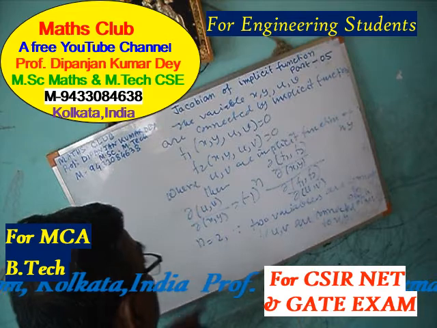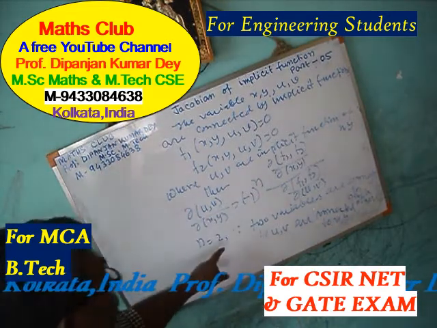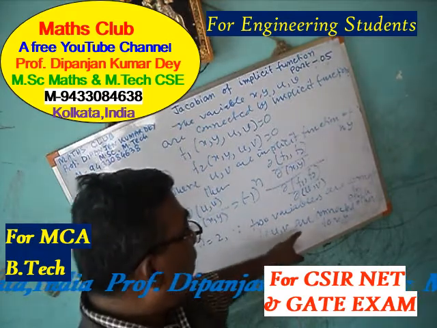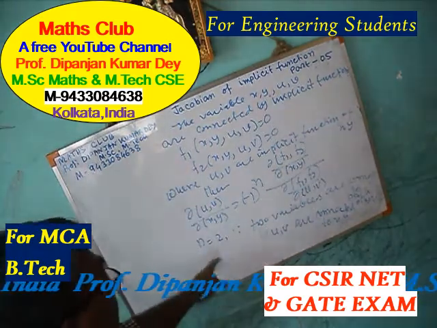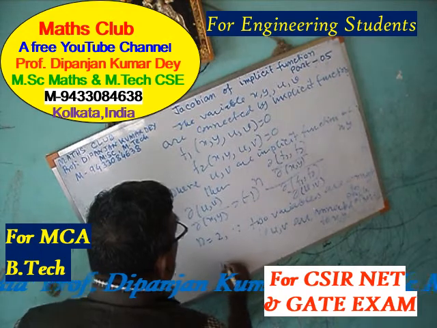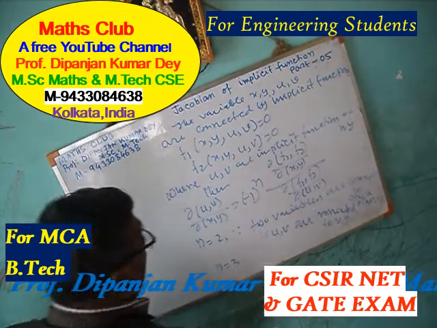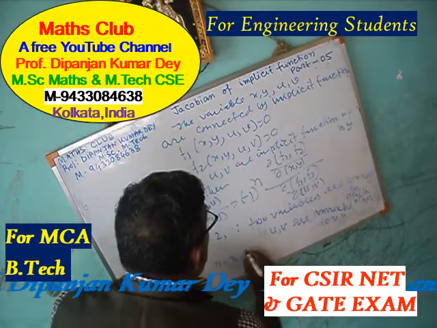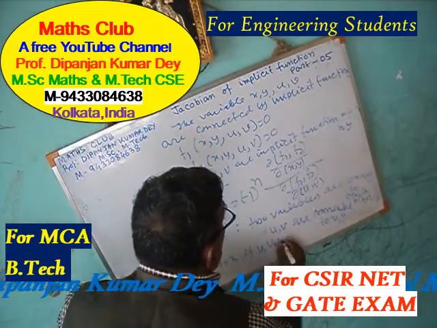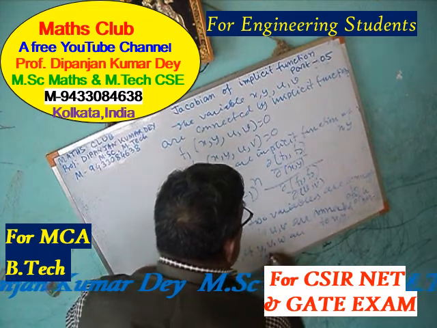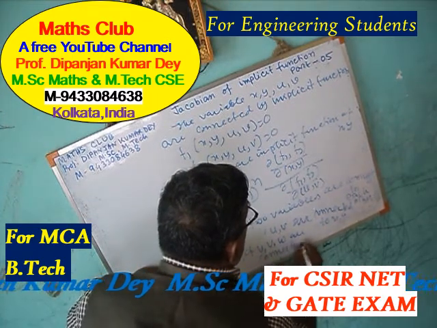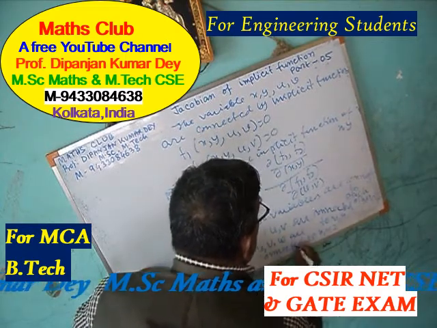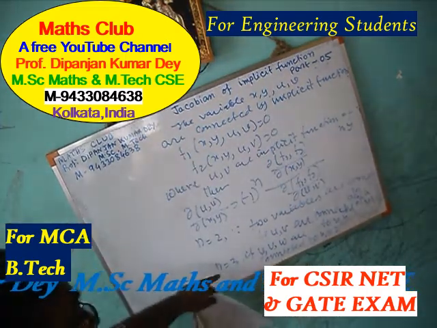Now suppose u, v, w are connected to x, y, z, then we take n equal to 3. n equal to 3 means when three variables are connected to each other, that is, if u, v, w are connected to x, y, z, then the value of n is 3.